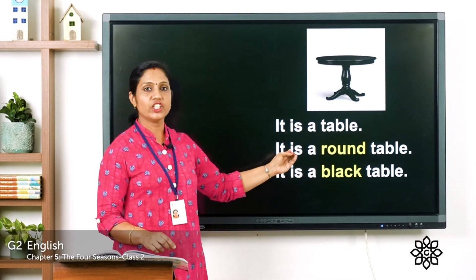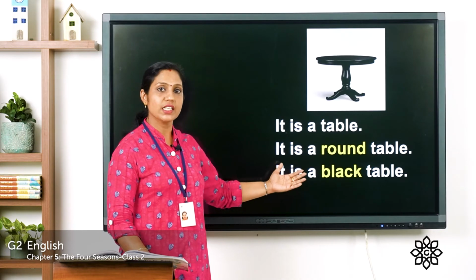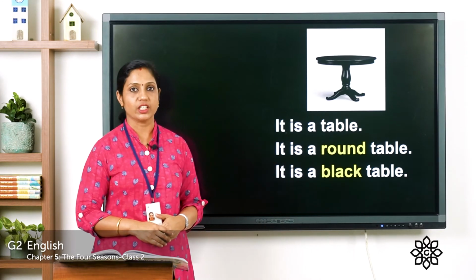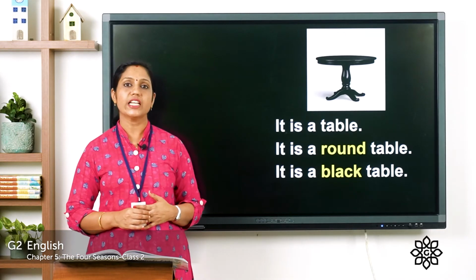It is a black table. Here the table is described with its color. So the words round and black are adjectives. So hope you understood what adjectives are.